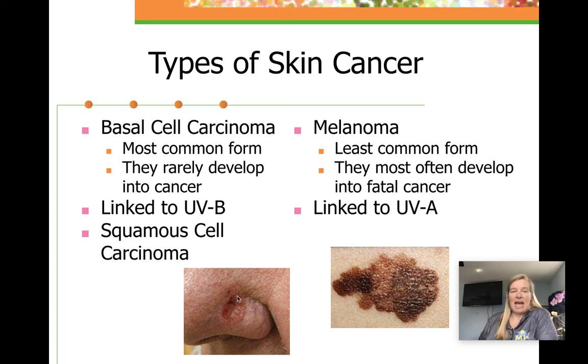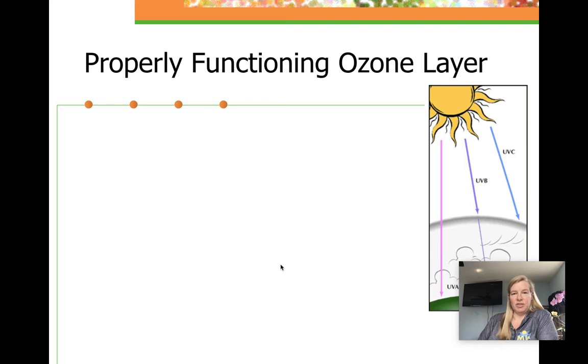And again, UVA goes through the ozone layer. That's why they talk about using different sunscreens to protect yourself, because it gets through the ozone layer. UVB is what the ozone layer filters out, and UVC is filtered out by oxygen gas, which makes up 21% of the air.